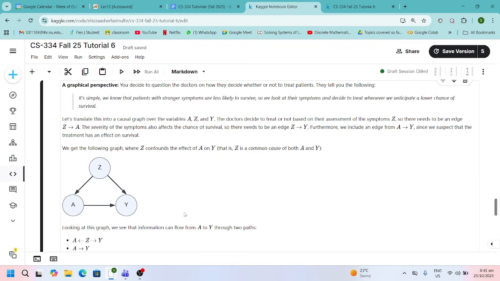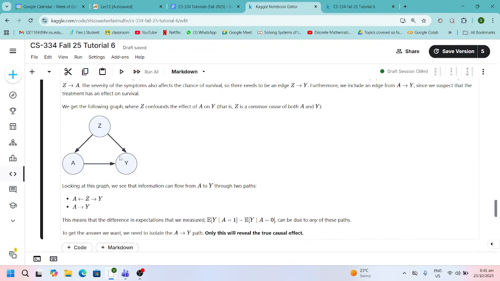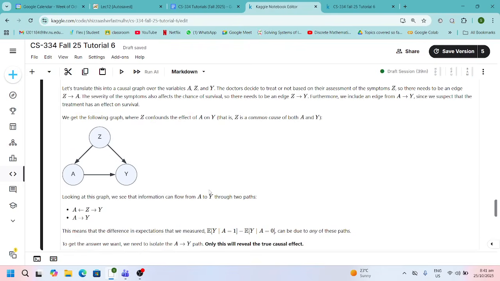In order to isolate the effect of A on Y, I have to be able to control for Z. So this is what the causal directed acyclic graph comes out to be. There are two paths between A and Y. The first path is transmitting spurious correlations from A to Y. The direct path from A to Y is the only path that will reveal the true total causal effect of A on Y. So what essentially do we do in this scenario?